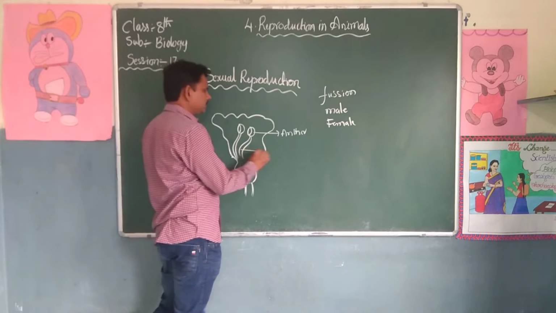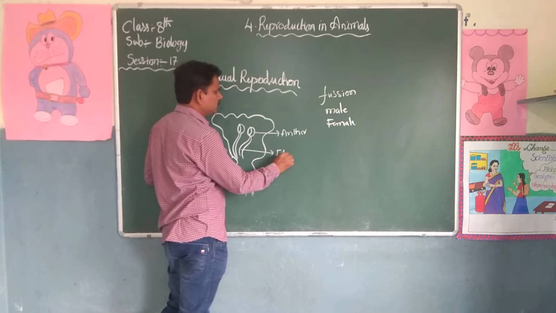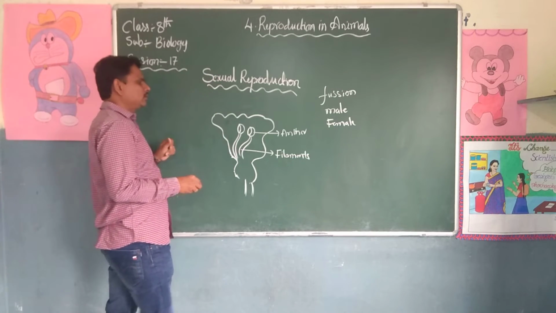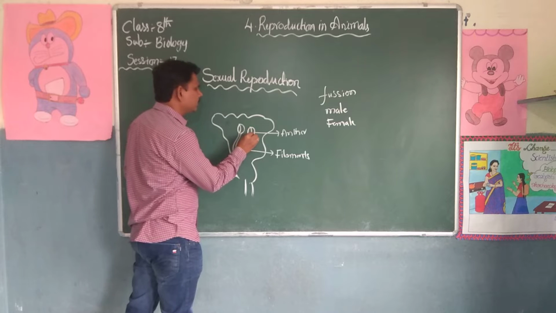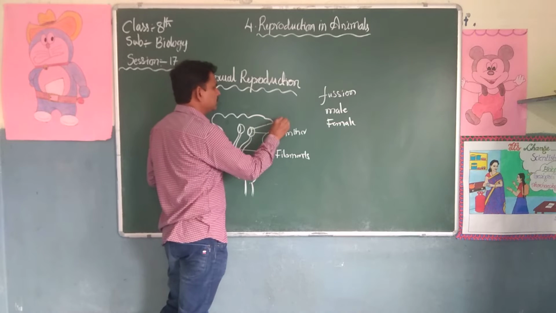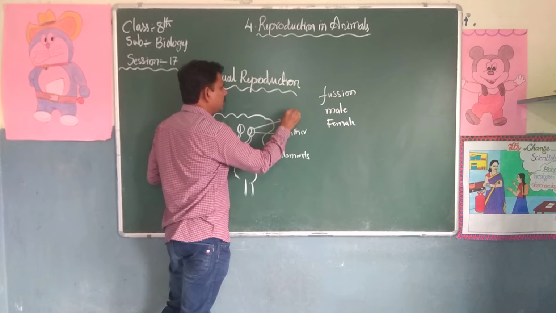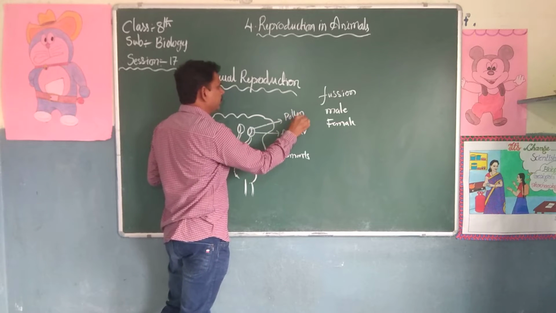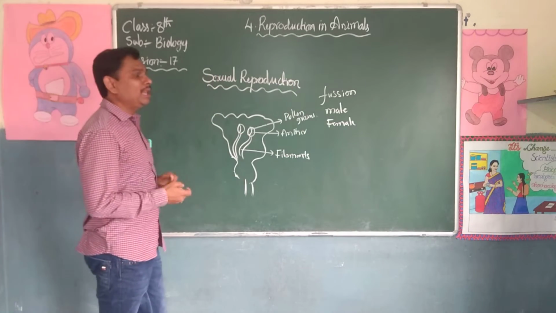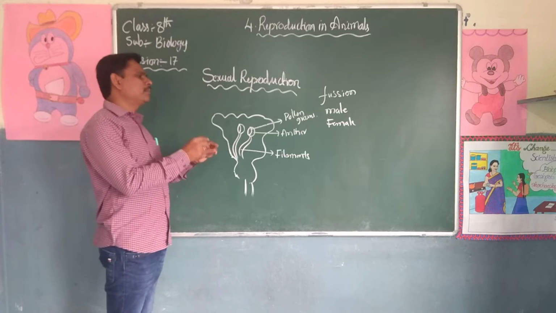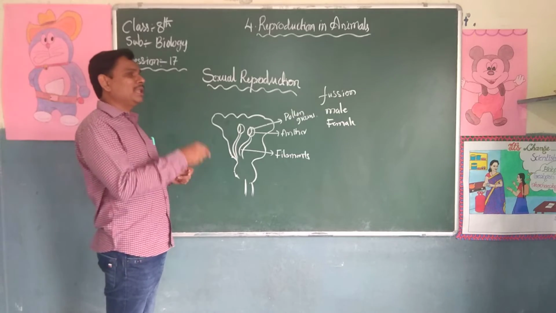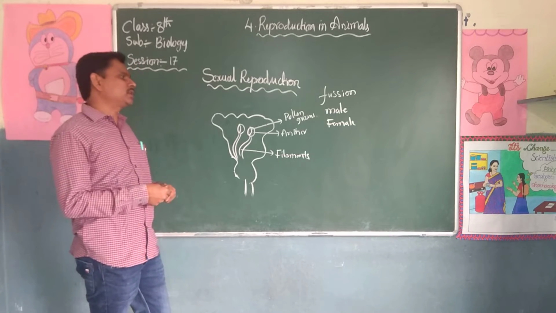These are called filaments. And in the anther, the knot-like structures present are called pollen grains. So these are the male parts present in the flower. In the same flower, female parts are also there.